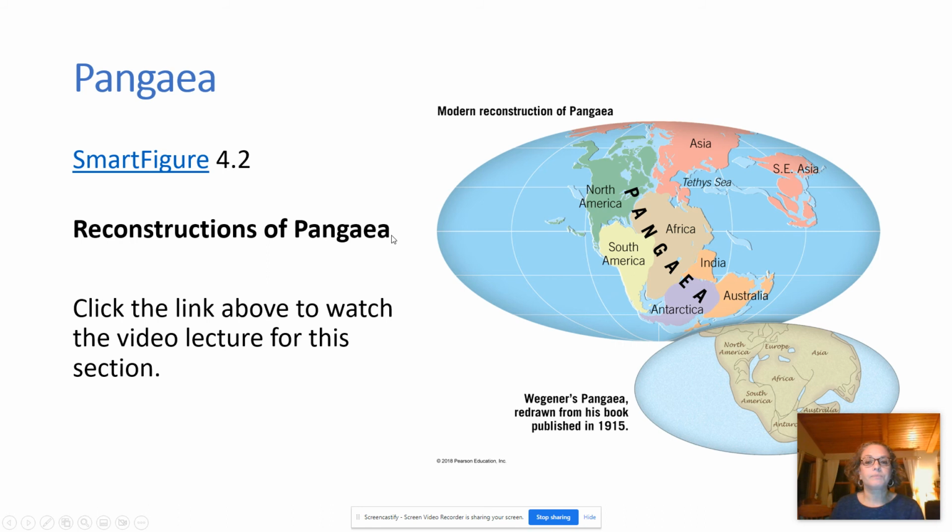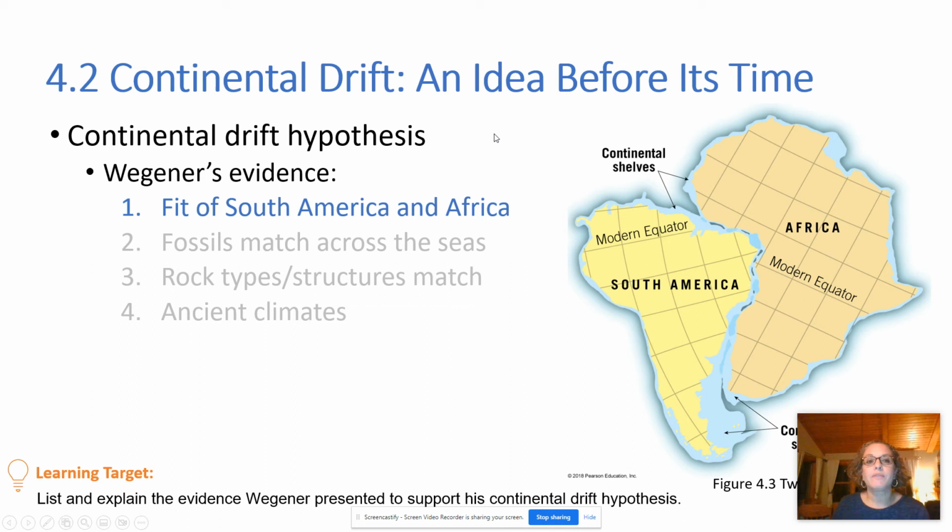Main idea here in terms of continental drift, you're going to need to know Wegener's evidence. There are four pieces of evidence that Wegener put forward in order to support his hypothesis of continental drift. The first of which is that the continents appeared to fit together as if they were puzzle pieces. Here's one example, South America and Africa fit nicely together.